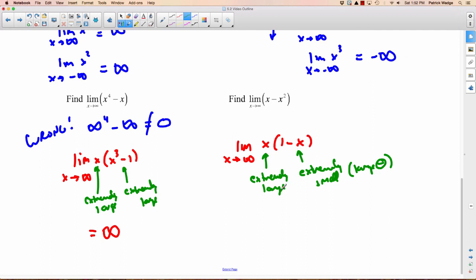Okay, so now we're going to get our final answer. We have an extremely large positive number, and we're going to multiply it by an extremely small number, or an extremely large negative number. It's probably easy if you think of it that way. An extremely large positive times an extremely large negative gives an extremely large negative number. So it's going to be approaching negative infinity.